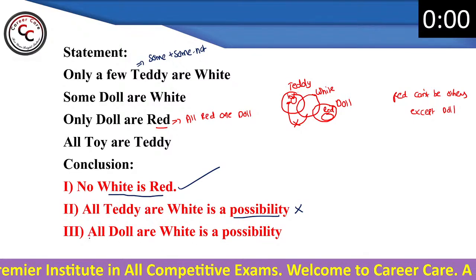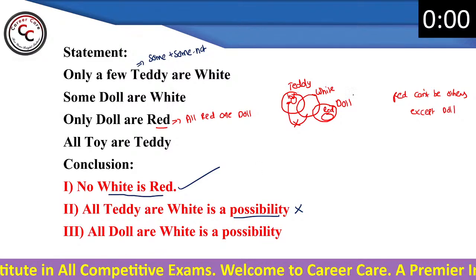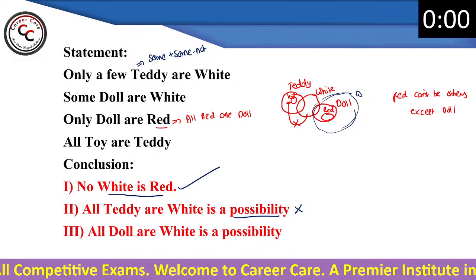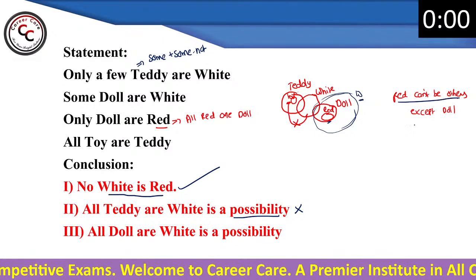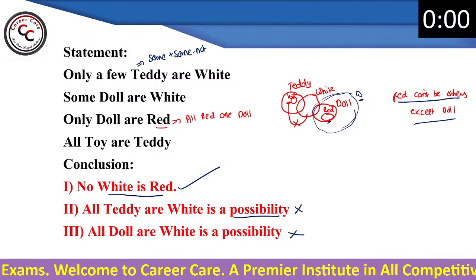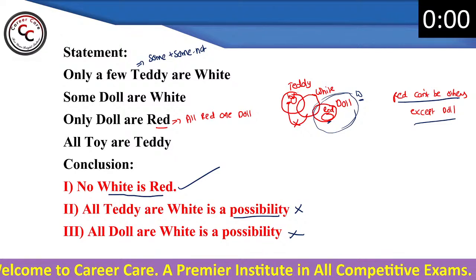Similarly, go for option number 3. What does option number 3 say? All doll are white is possible. So if white comes here along with white, red is also becoming white, but red can't be others. So that's why you can say conclusion number 3 will be also false. Okay, see doll white, no chance.